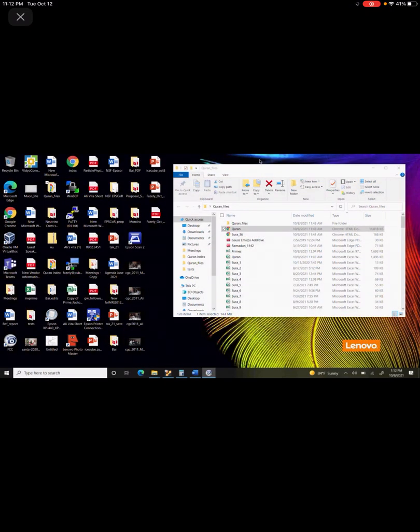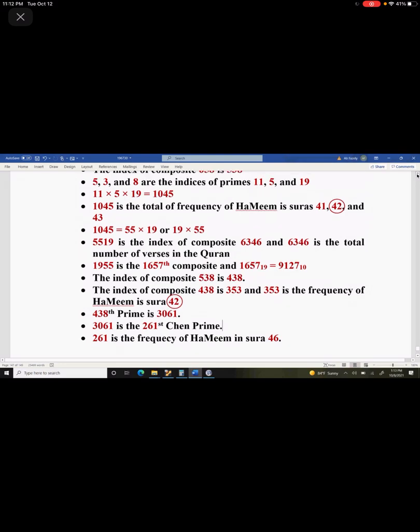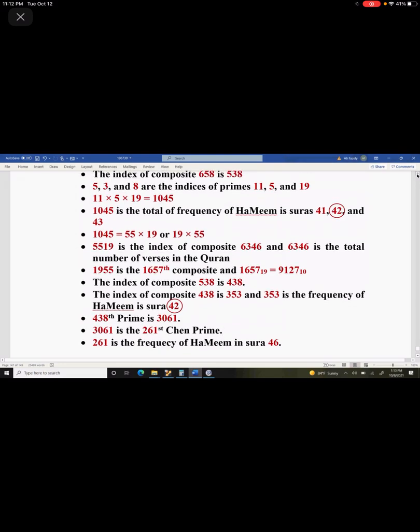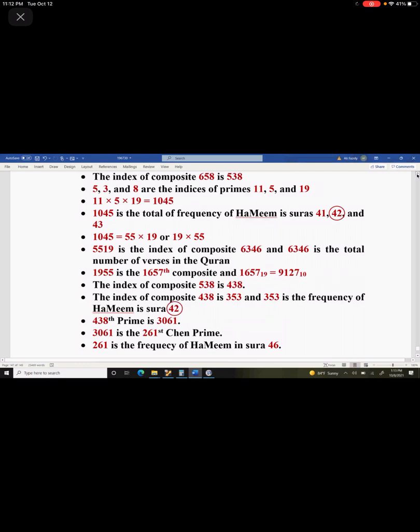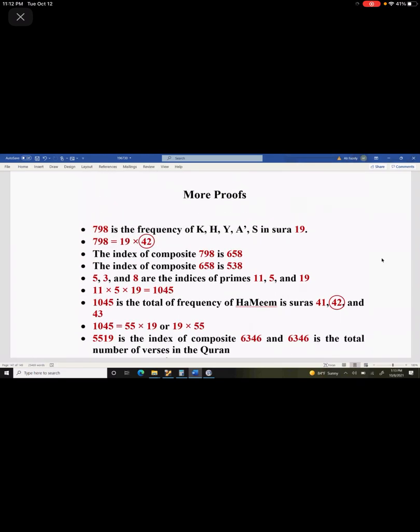Give more gravitas to this now by looking at the mathematics of these things. I talked about this a while back, but I have to go over it because there's a new revelation that just keeps coming. So this is, in a convoluted, very sophisticated way, that when Rashad counted these Kaf Ha Ya Ain Sad in chapter 19 and they became 798, that's all we knew, and we were very happy with that.